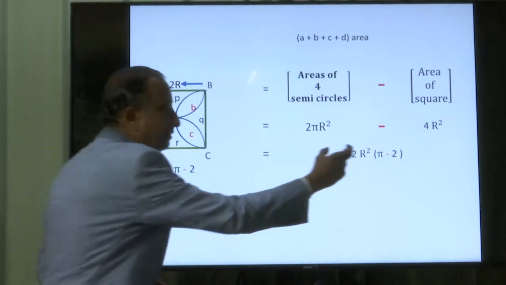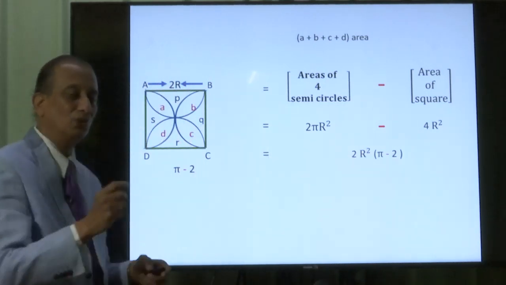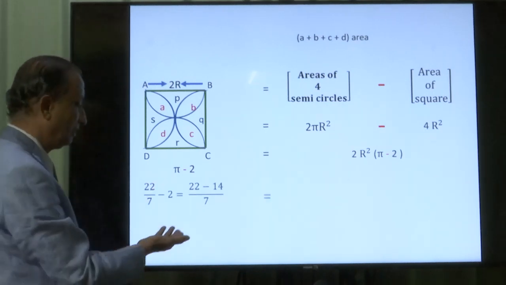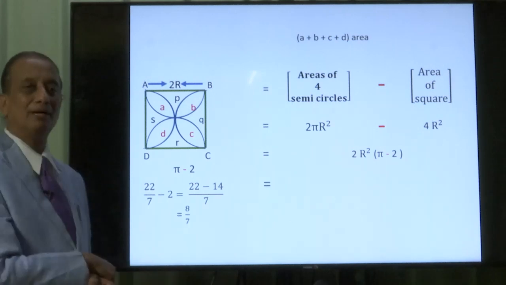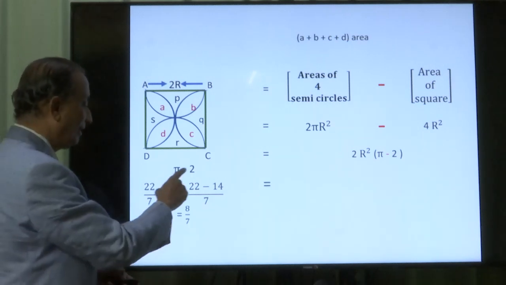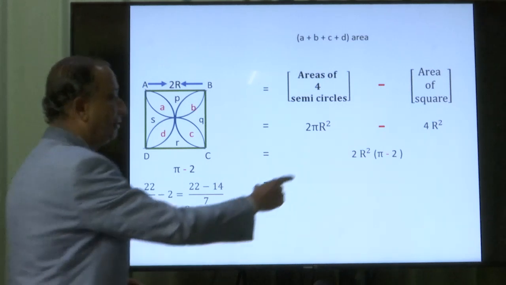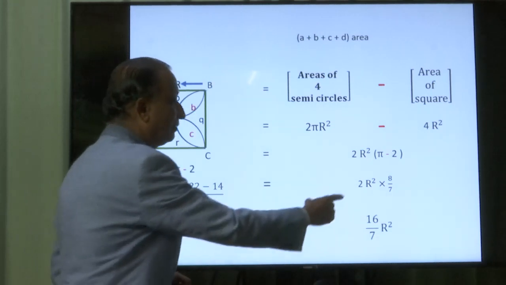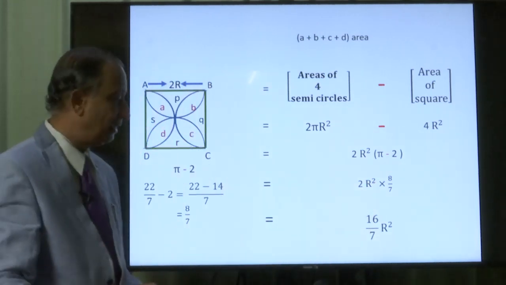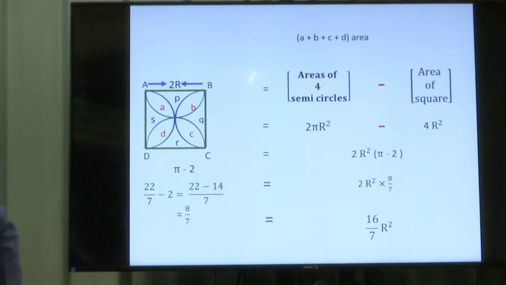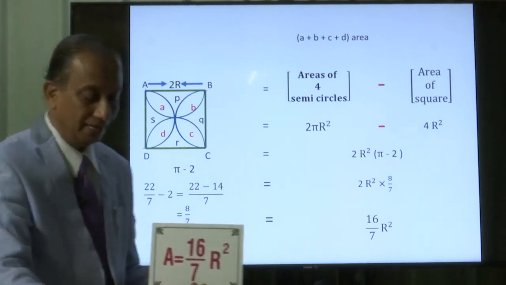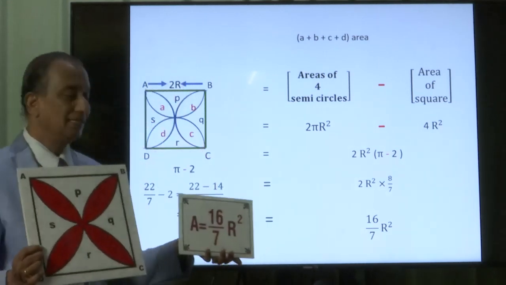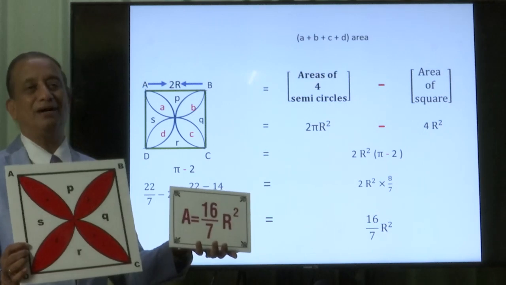Let us simplify this factor pi minus 2 by taking pi as approximately equal to 22 by 7. On simplification, this will become 8 by 7. So, pi minus 2 is approximately 8 by 7. Let us substitute here 2 r square into 8 by 7. So, 8 twos are 16, 16 by 7 times r square. Therefore, the area of the shaded region in red color is nothing but 16 by 7 times r square.